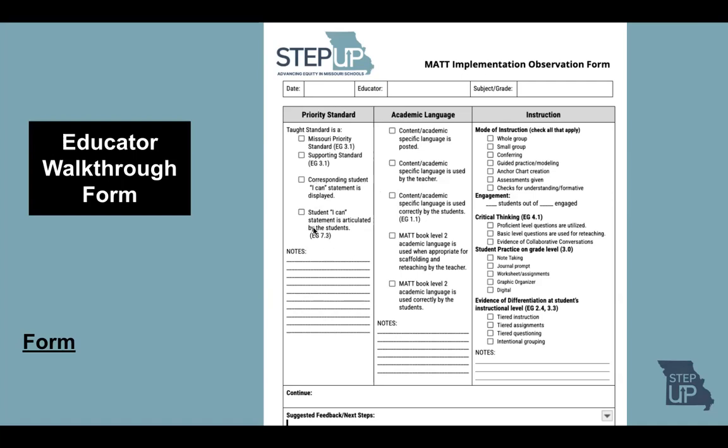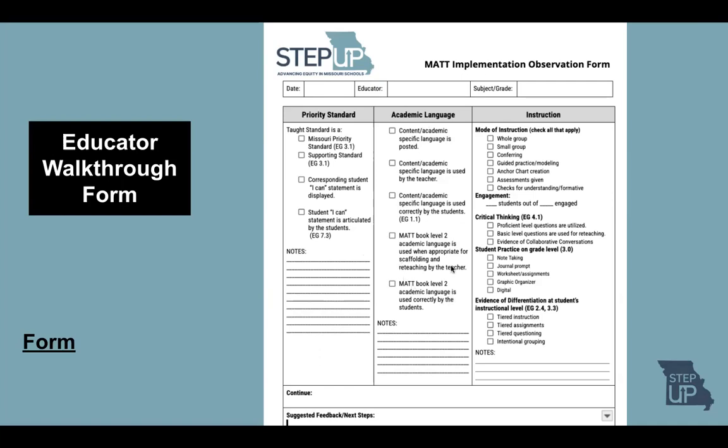Obviously, we're looking for that in the map book in the table of contents, and we're going to turn to that page so that we can follow along and try to assess and determine at what level the teacher is teaching. The second column is focusing on academic language.